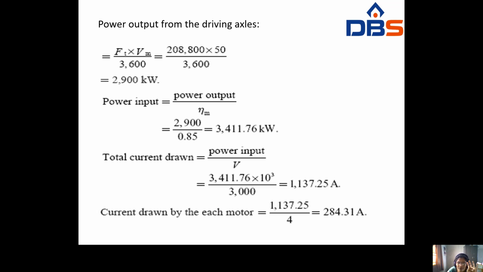So here it is measured with 4 motors. At that time the current drawn by each motor you can get. So 1137.25 is divided by 4. At that time you can get 284.31 amperes. Okay, so this is the current drawn by each motor. That is, whenever the power voltage value is given as 3000 volts, at that time the current drawn by each motor you can get as 284.31 amps.